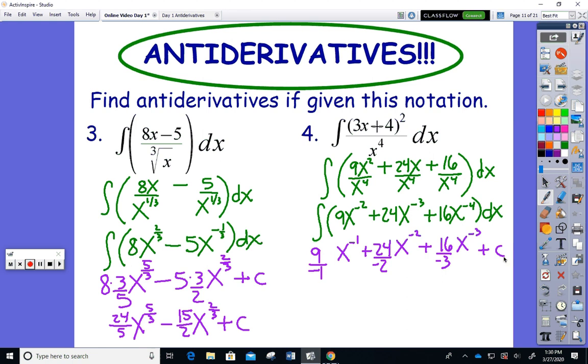So when I clean it up, I've got negative 9, but I don't like x to the negative 1, so I'm going to write it over x because I don't want my final answer having a bunch of negative exponents. Minus 12, I don't like x to the negative 2, so over x squared. Minus 16 thirds, and I'm going to make that x cubed on bottom plus c, and I'm done.